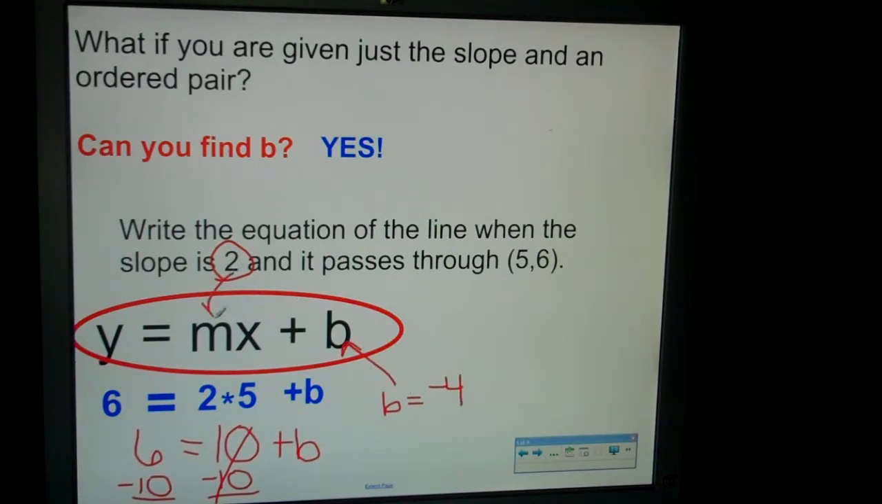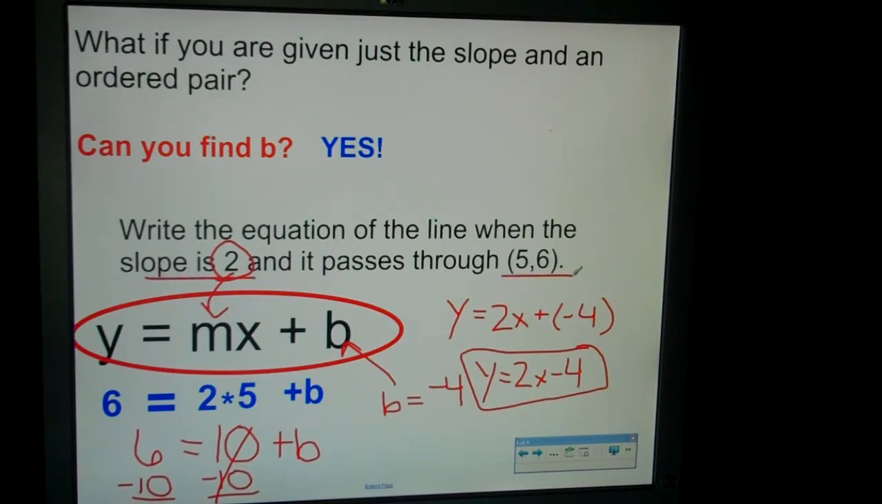I know my slope is 2. Can you write the whole equation? y is equal to, what goes in for m? 2x. Now, the b is minus 4. So you can do one of two things. You can say plus negative 4, or I would really like you to write it like an algebra student. y is equal to 2x minus 4. That's the equation of the line with a slope of 2 that passes through (5, 6).